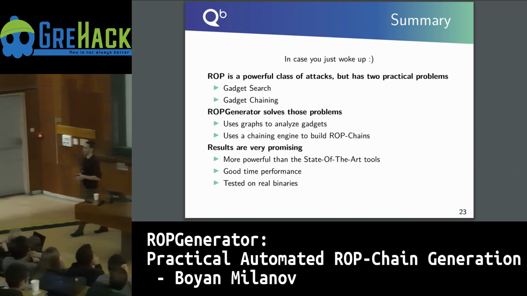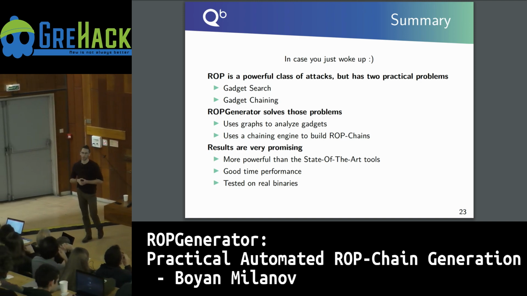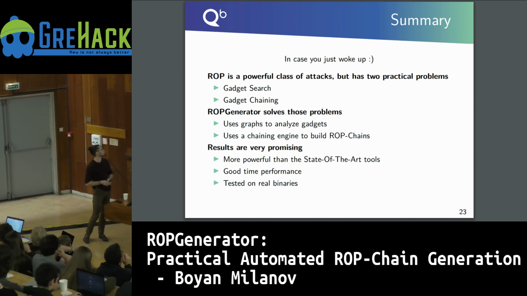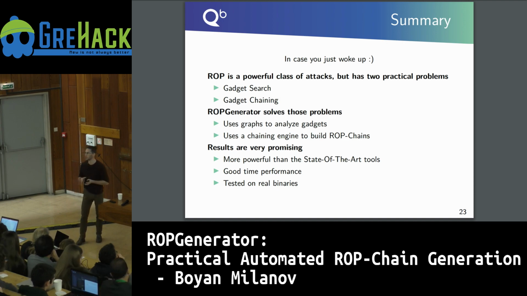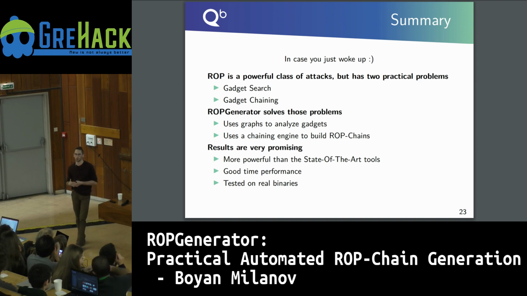Okay, I have one last slide, just a quick summary. What we've seen today in this presentation is that we described ROP, which is a powerful class of attack, but you have two main problems when you try to do ROP: Gadget Search and Gadget Chaining. We saw how ROP Generator tries to solve those problems by using graph representations for gadgets and a custom search engine.